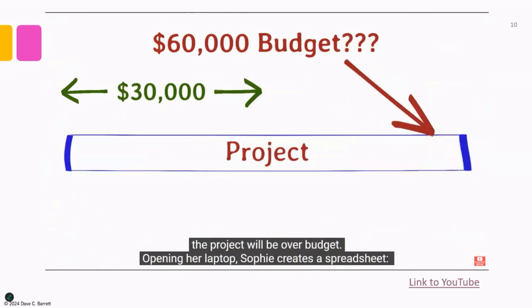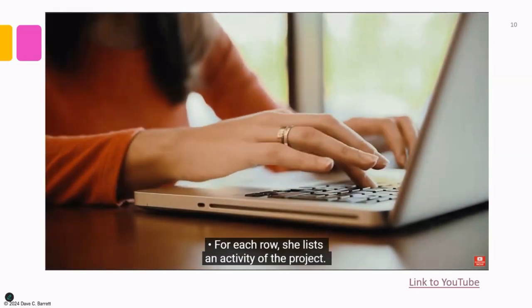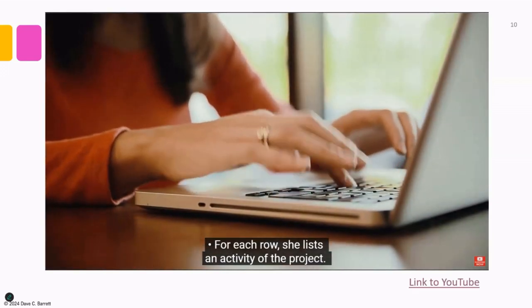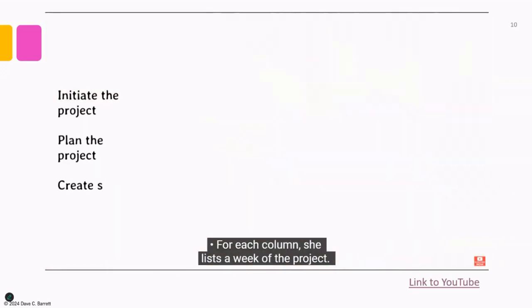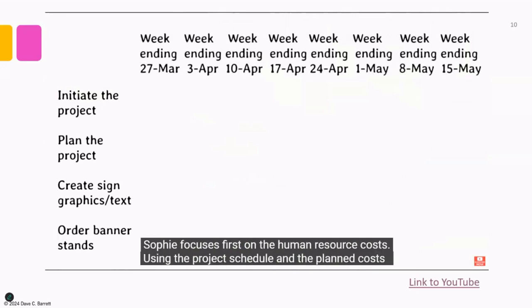This could indicate that the project will be over budget. Opening her laptop, Sophie creates a spreadsheet. For each row, she lists an activity of the project. For each column, she lists a week of the project.